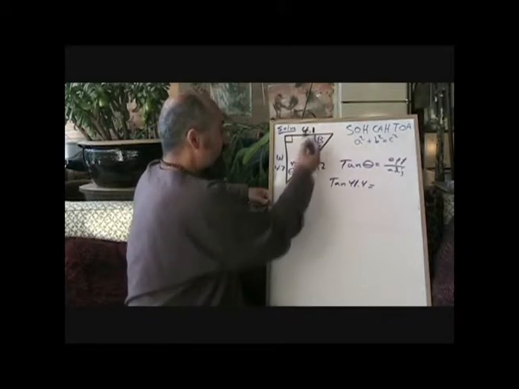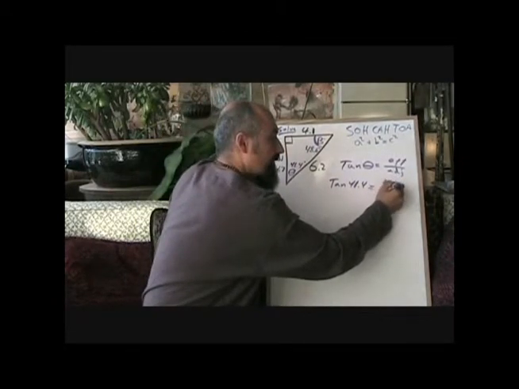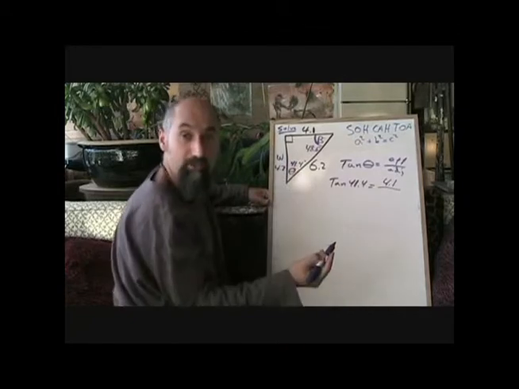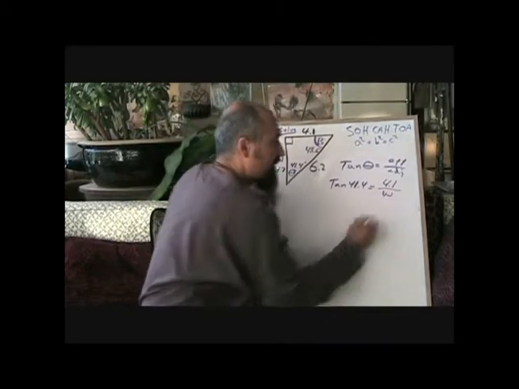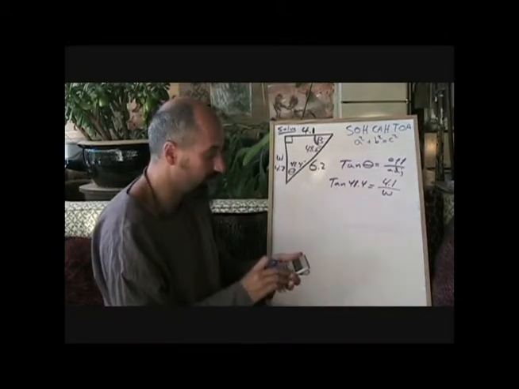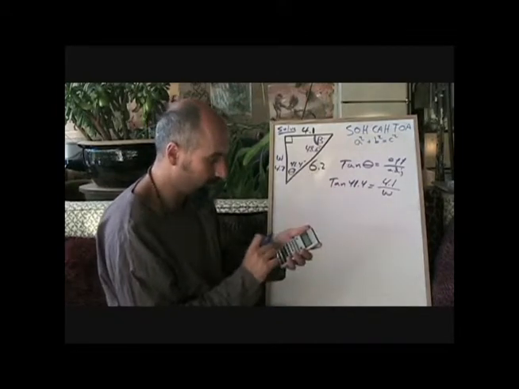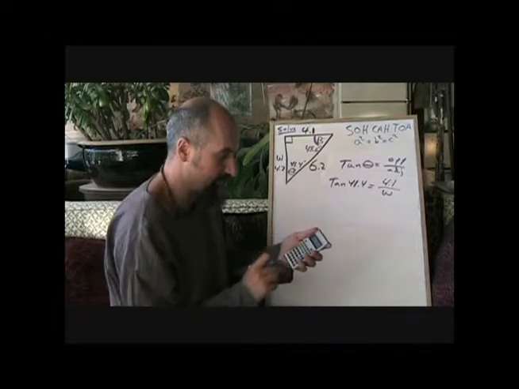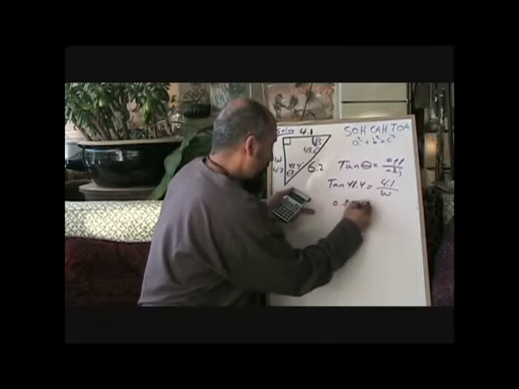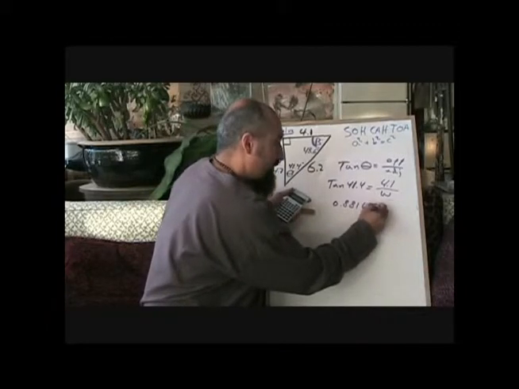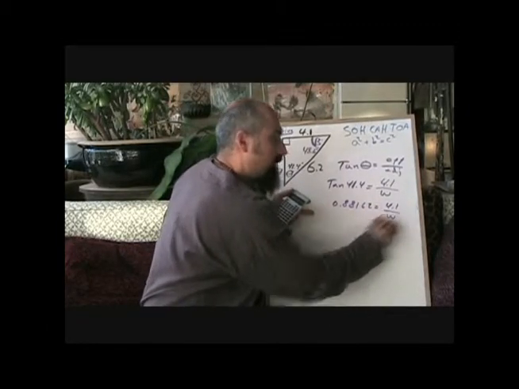So what's opposite from this is 4.1. And what's adjacent? Well, it was the W we're trying to solve. We're assuming we didn't know what this was. So this becomes W. So what you do now is you go tan of 41.4 tan, which is 0.8816 is equal to 4.1 over W.